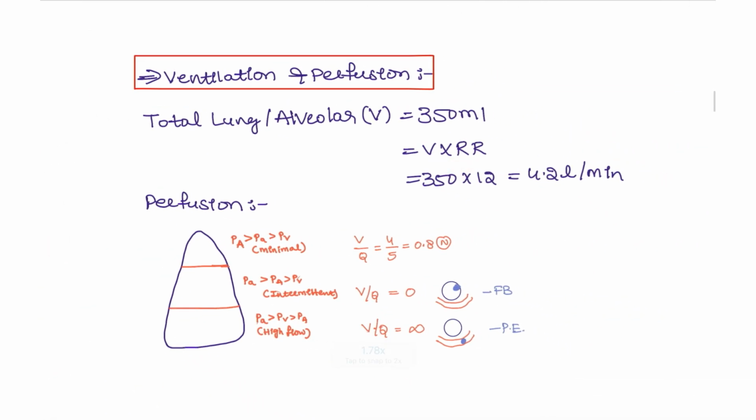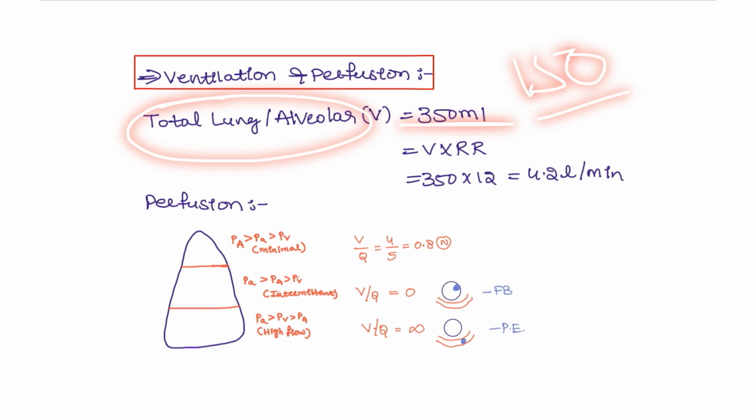Next, coming to ventilation. The total lung alveolar ventilation is 350 ml, guys, because the remaining 150 is the dead space. So dead space should not be counted. So the total is 350. The ventilation multiplied by the respiratory rate, 350 into 12, is 4.2 liters per minute.